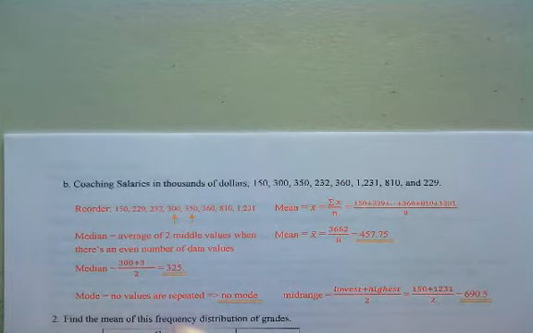All the values were different. There were no values repeated, so there was no mode. And in the mid-range, we have the lowest 150, the highest 1231, divided by 2, and we get 690.5.